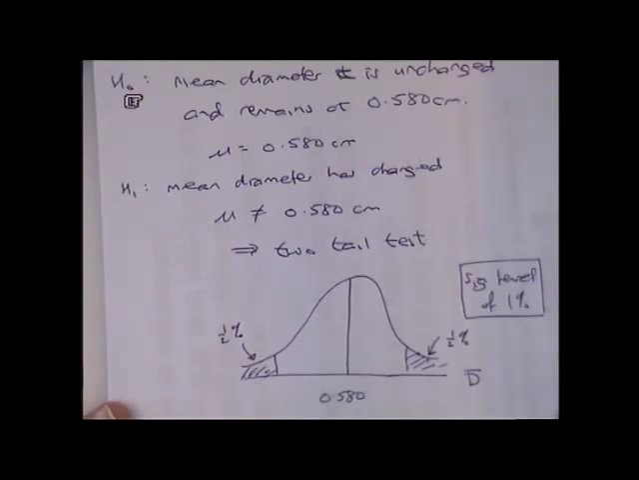So in this question we're going to have two critical values to find. One over here, which I'll call C1, and one over here, which I'll call C2. If the sample's diameter is in one of those tails, we will conclude that H0 is false and we will accept H1. If our sample diameter is in the middle bit, then we'll say it's absolutely fine, we'll accept H0, nothing's changed.